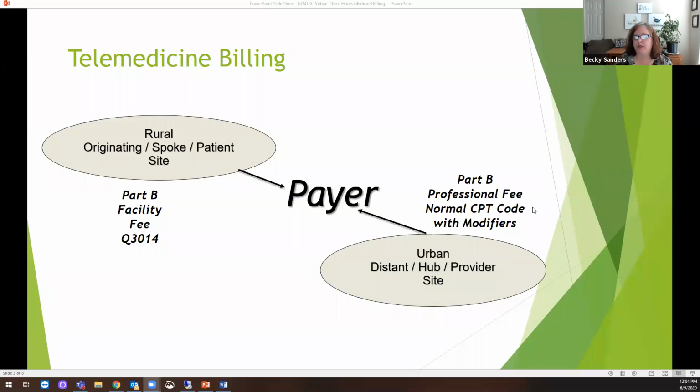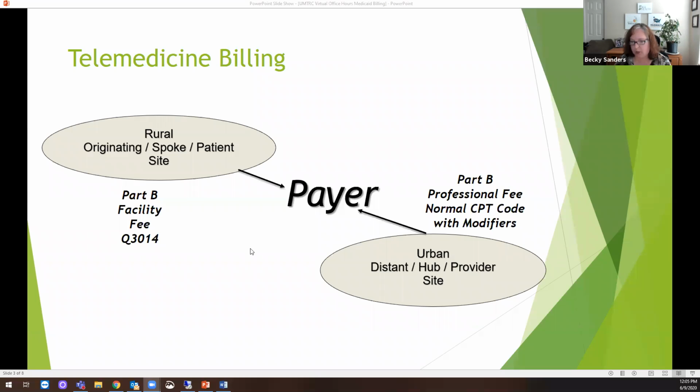And that provider bills their normal service fee, because the service being offered via telemedicine is the exact same service that the patient would receive in person, but it's being offered at a distance via telemedicine. So that same CPT code applies, and it gets billed on the Part B professional fee form, the CMS-1500, and there will be modifiers involved, and we'll talk about those modifiers in just a few minutes. So that is a normal telemedicine billing situation.